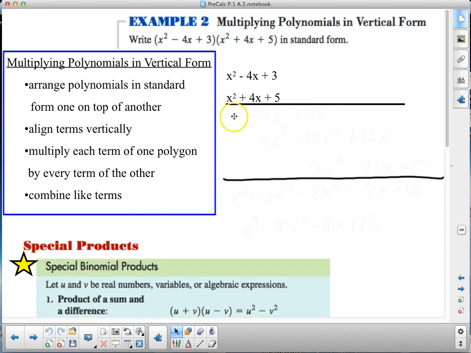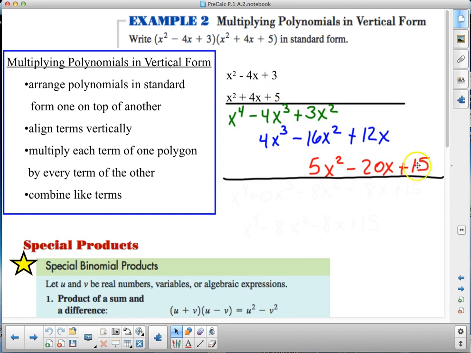So the first thing I'm going to do, I'm going to take x squared and multiply x squared times x squared, times negative 4x, x squared times 3. So I got x to the fourth, x squared times negative 4x is minus 4x cubed, x squared times 3 is plus 3x squared. Then I'm going to do the same thing with 4x: 4x cubed minus 16x squared plus 12x. And that's what's going on our next line. And our last one is 5x squared minus 20x plus 15.